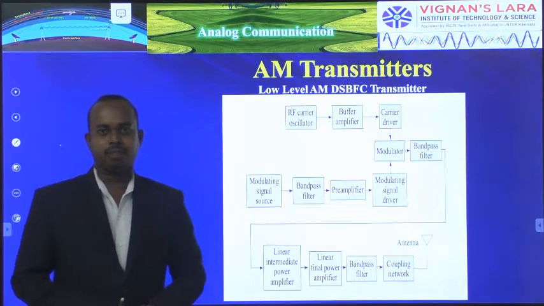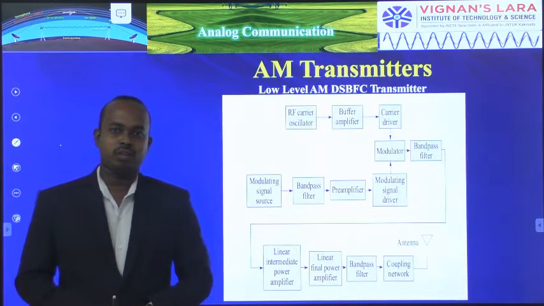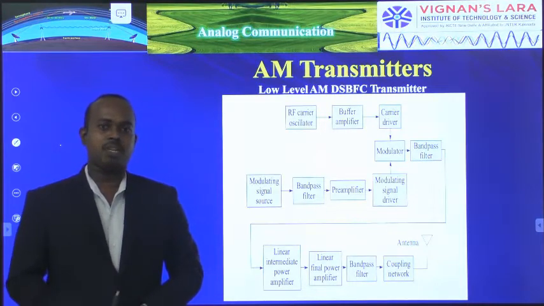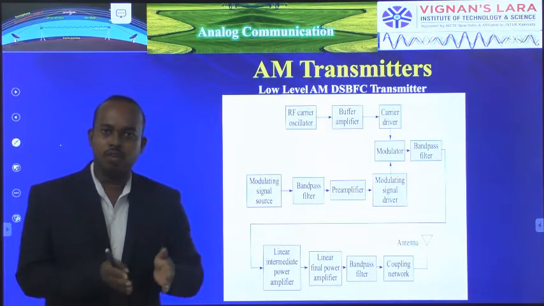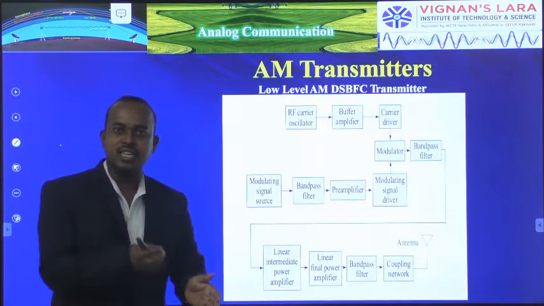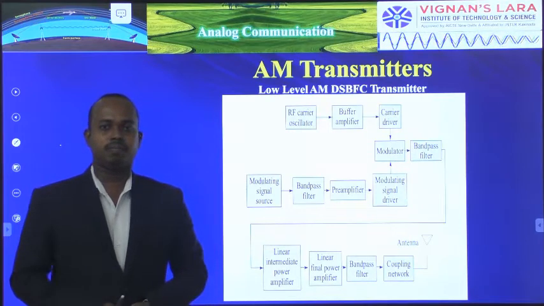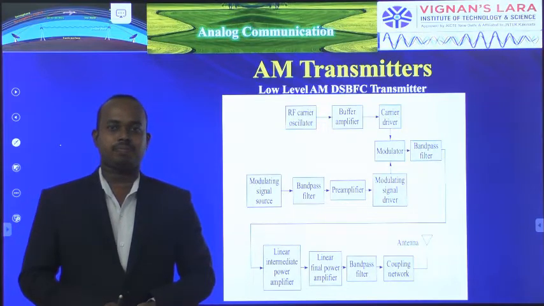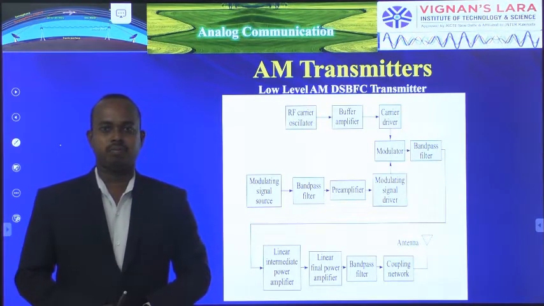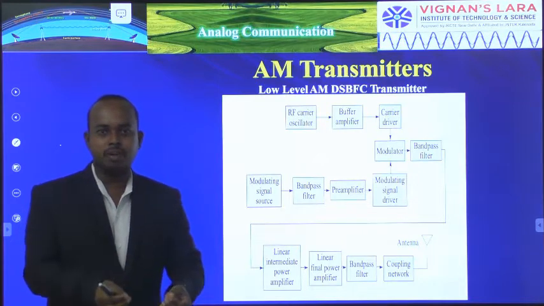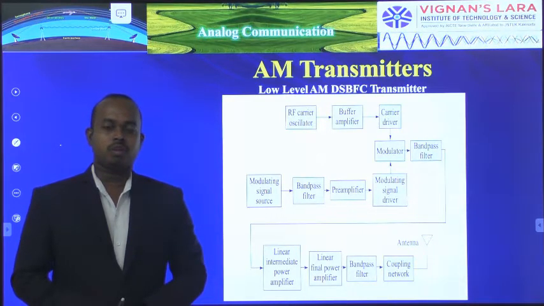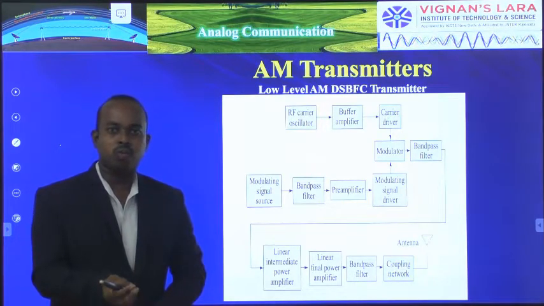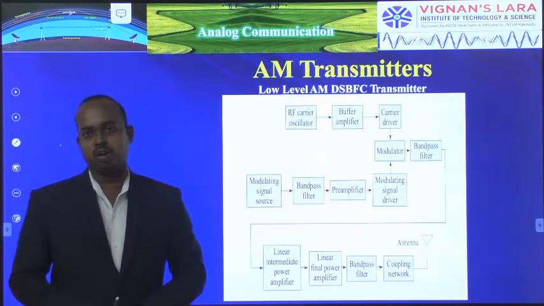Suppose it is frequency modulation. We include a variable parameter in the carrier signal, which is the frequency parameter. The frequency of a carrier signal varying with the instantaneous values of the modulating signal is called frequency modulation. Suppose you define phase modulation. The variable parameter is phase. The phase of the carrier varying with the instantaneous values of the modulating or message signal is called phase modulation.